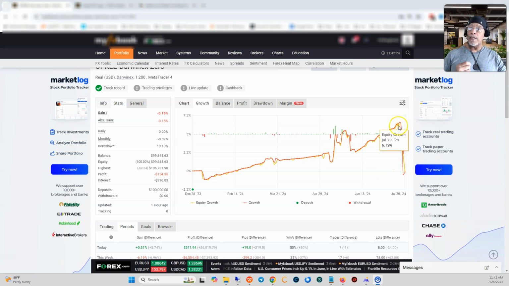Not only did I wipe out all of my profits from the beginning, but I'm even a little bit under that. So this week caused us to go into the red by 0.15%. And I've got to explain this to you because it had nothing to do with the management of the EAs and everything to do with technology. So let's go ahead and get started.